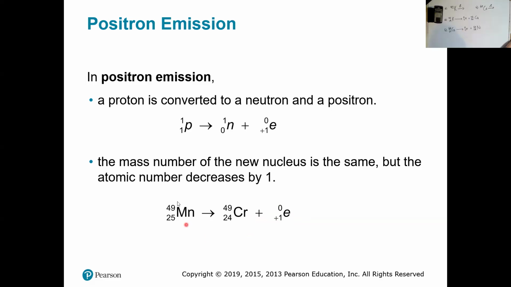Okay. Our mass number doesn't change because we still have the same number of protons plus neutrons in our nucleus, right? Because one of our protons has just changed into a neutron. So our proton number went down by 1, but our neutron number went up by 1.